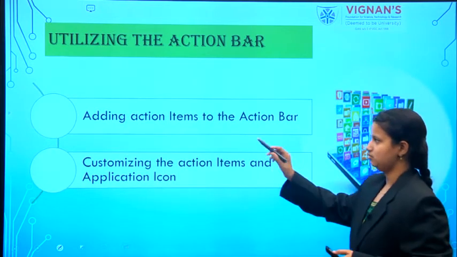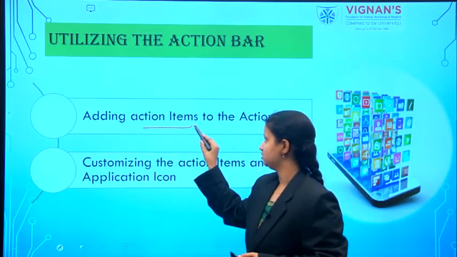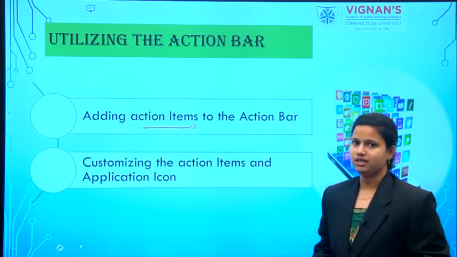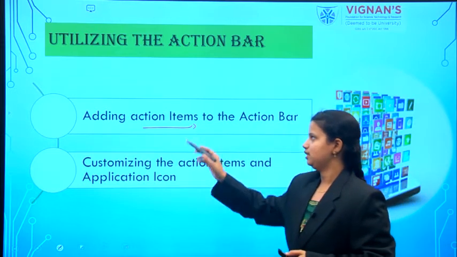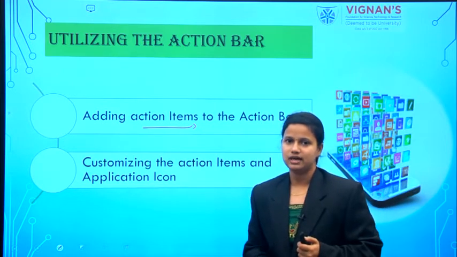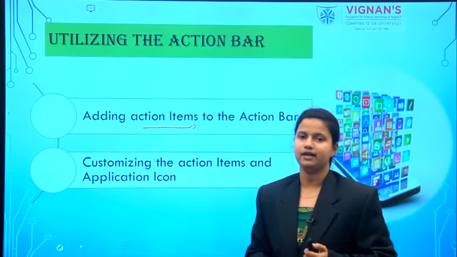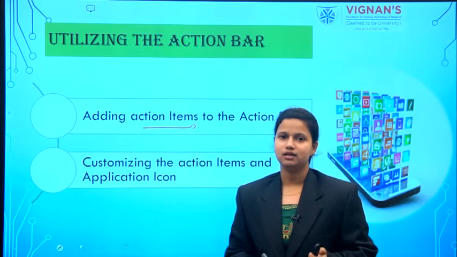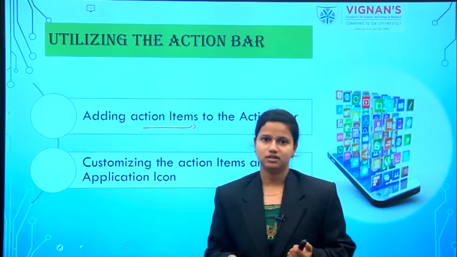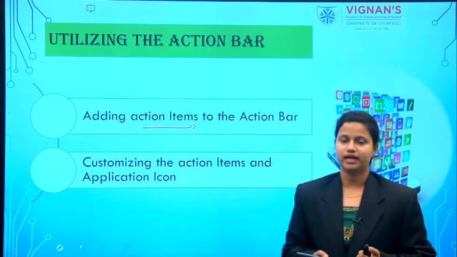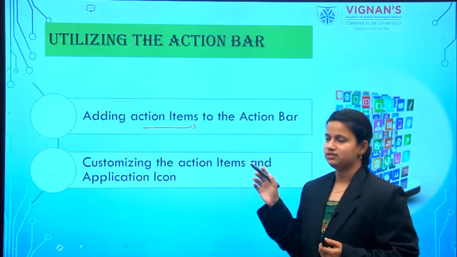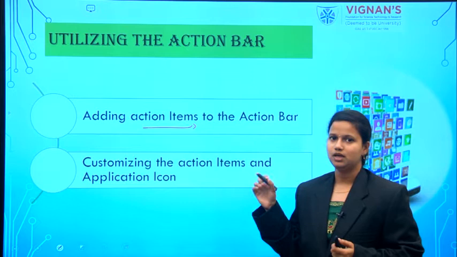So we have to develop adding action items to the action bar and customizing the action items and the application icon. When adding action items to the action bar, by default it contains the application activity title and activity icon. But along with the activity icon and activity title, we have to add different things, that means different menu items are added to your action bar.